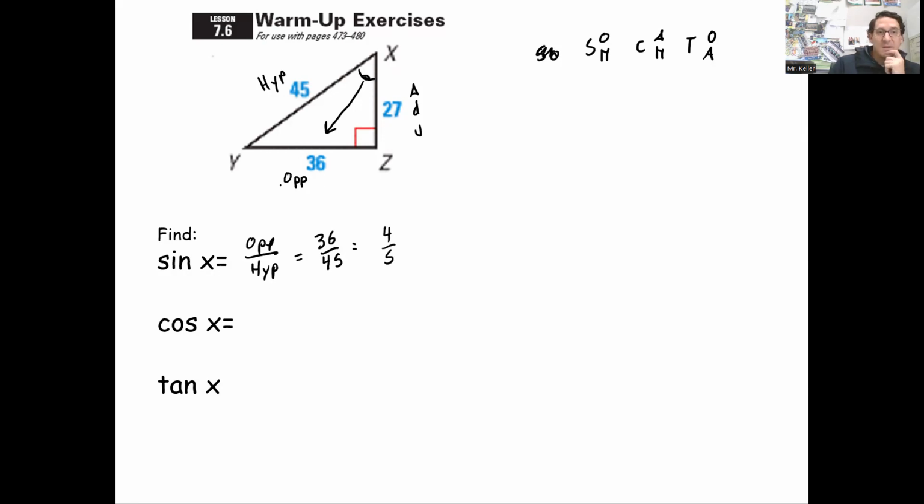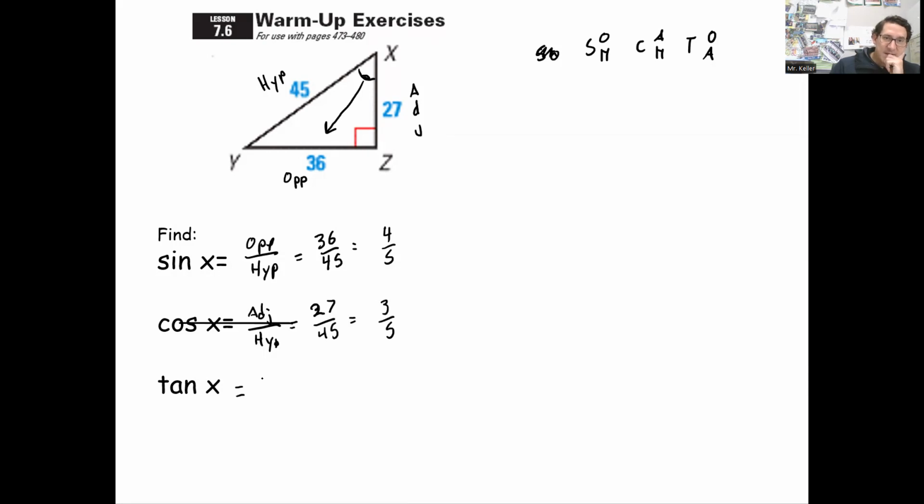The cosine is adjacent over hypotenuse. So that's going to be 27/45, and that comes out to 3/5.